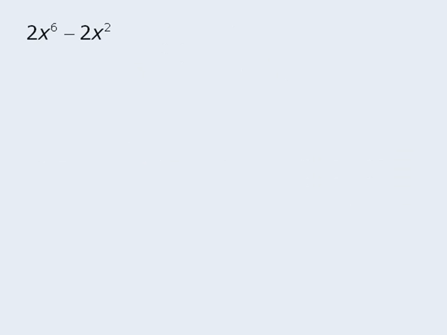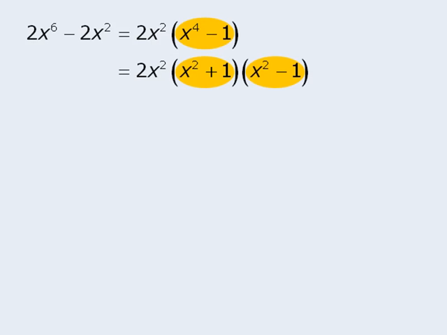Okay, 2 more. Here, the greatest common factor of 2x to the power of 6 and 2x squared is 2x squared, which means the expression inside the parentheses is x to the power of 4 minus 1. Now, can we factor this expression? The answer is yes. This is a difference of squares, which we can factor as x squared plus 1 times x squared minus 1. Now, can we further factor either expression in these parentheses?